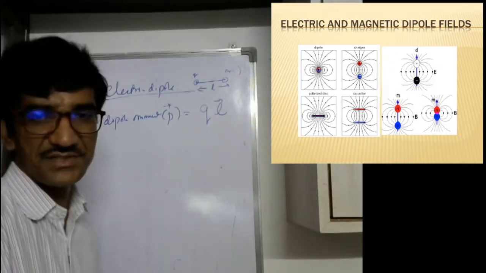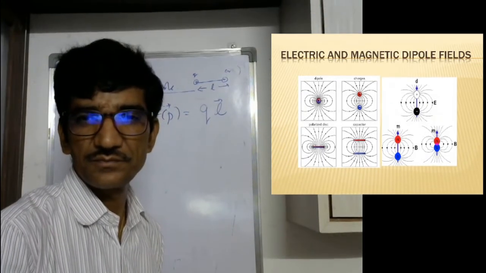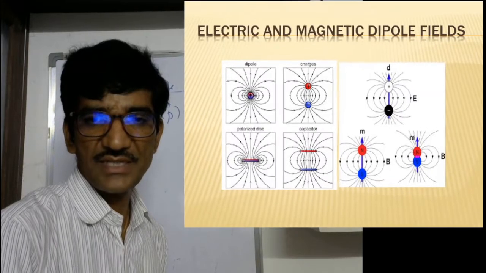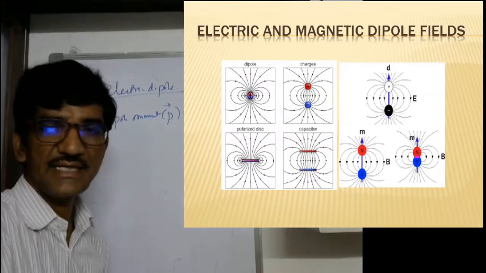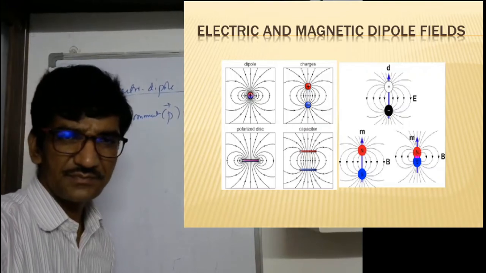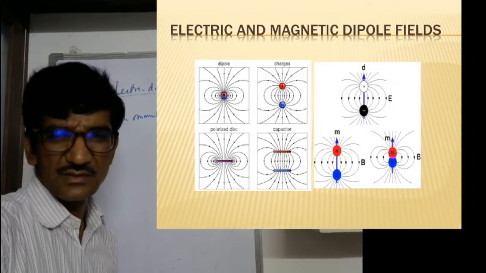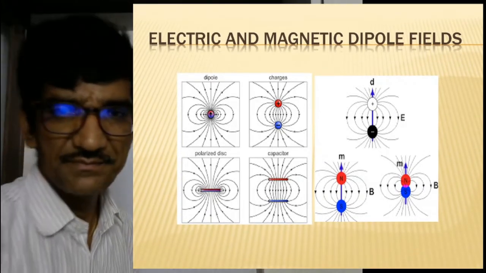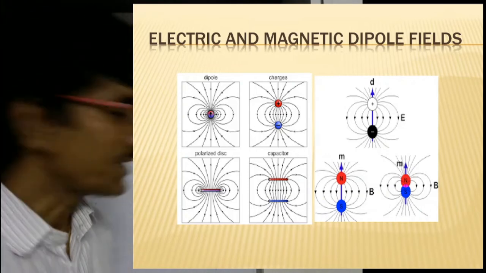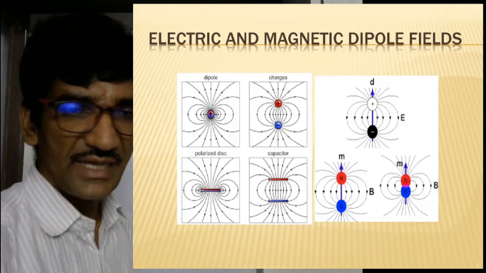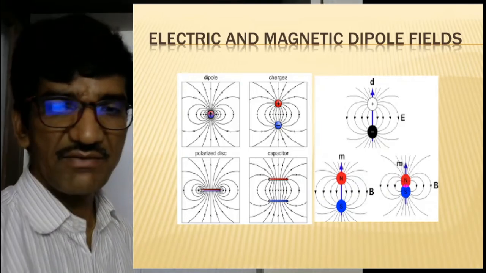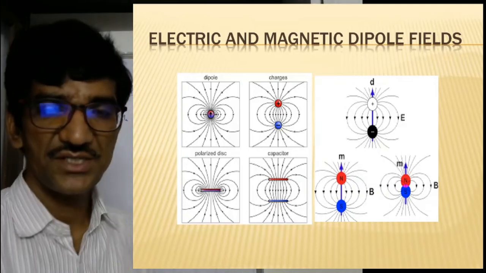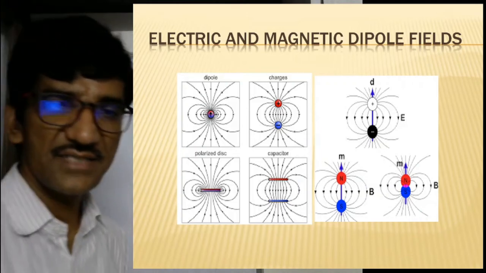Okay, now here you can see the field of the dipole on the slide. You see there are so many field lines of so many arrangements of the charges. In every case you have two different charges. One is a positive charge, the other is a negative charge. You see the first one in the slide is a dipole.